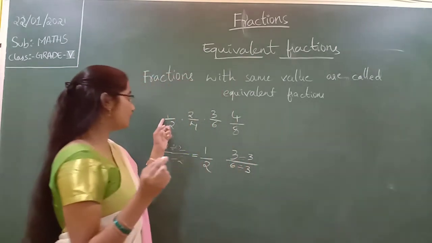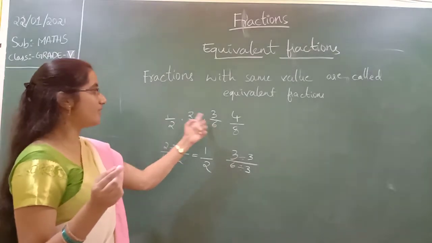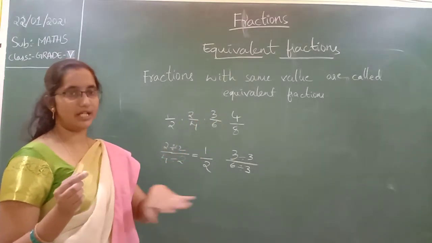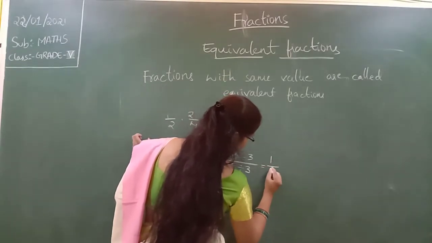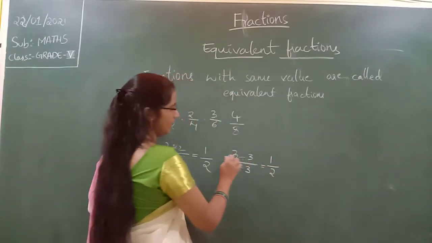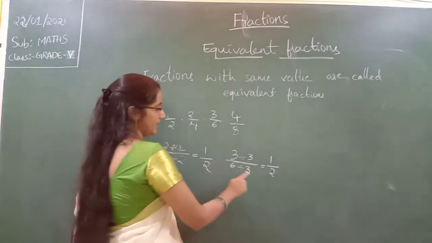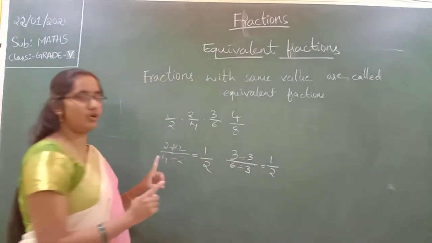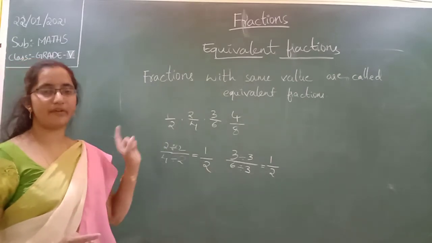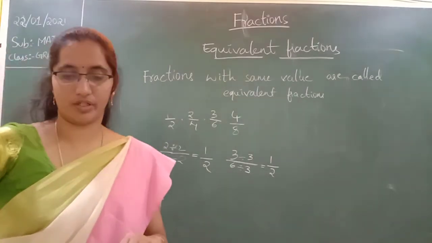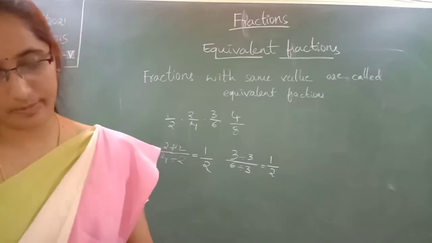We have to get 1 on the top, so divide everything with the same number. 3 divided by 3 is 1. 6 divided by 3 is 2. So these are the equivalent fractions.